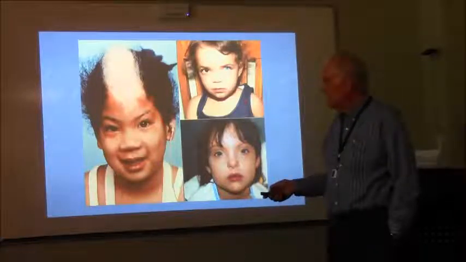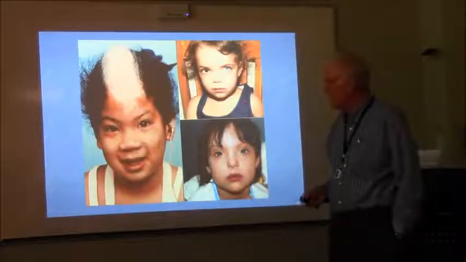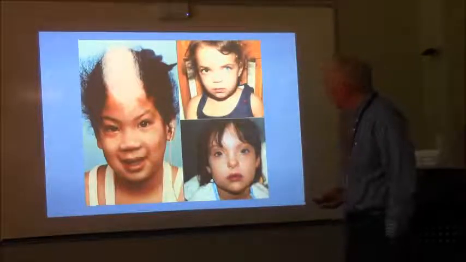Here's a girl who has type 2. She looks hypertelorc, but she's not. The measurement from here to here is normal, but she has dystopia canthorum. So it looks like this area is increased in space and gives the eyes the appearance of hypertelorism.